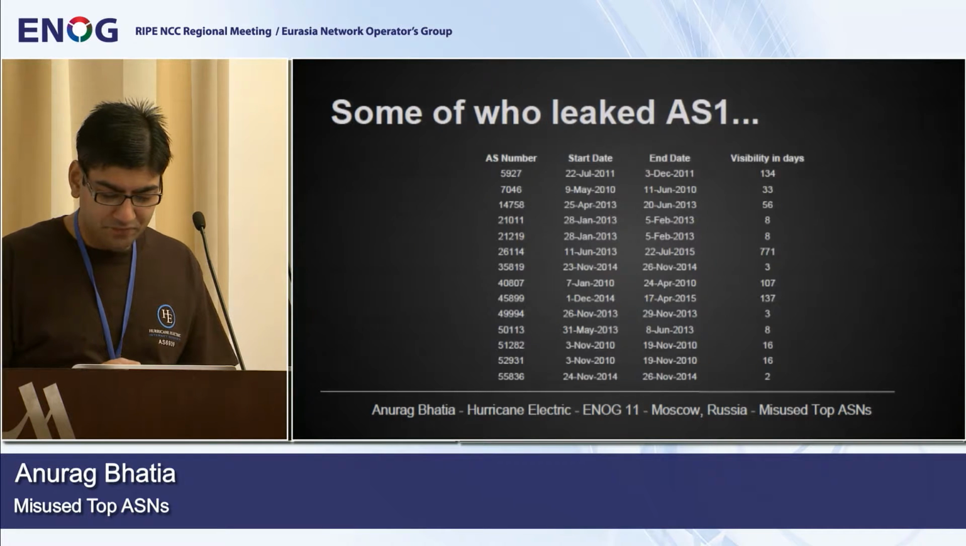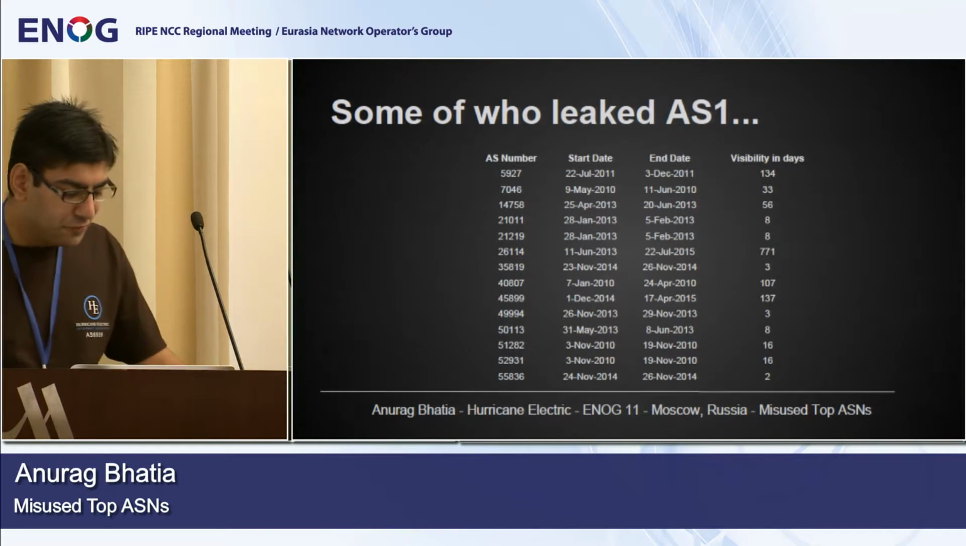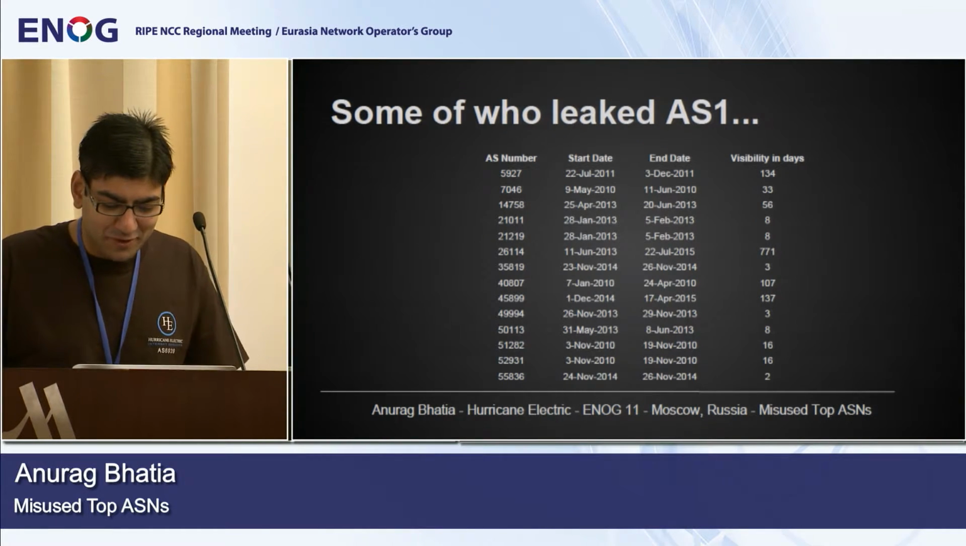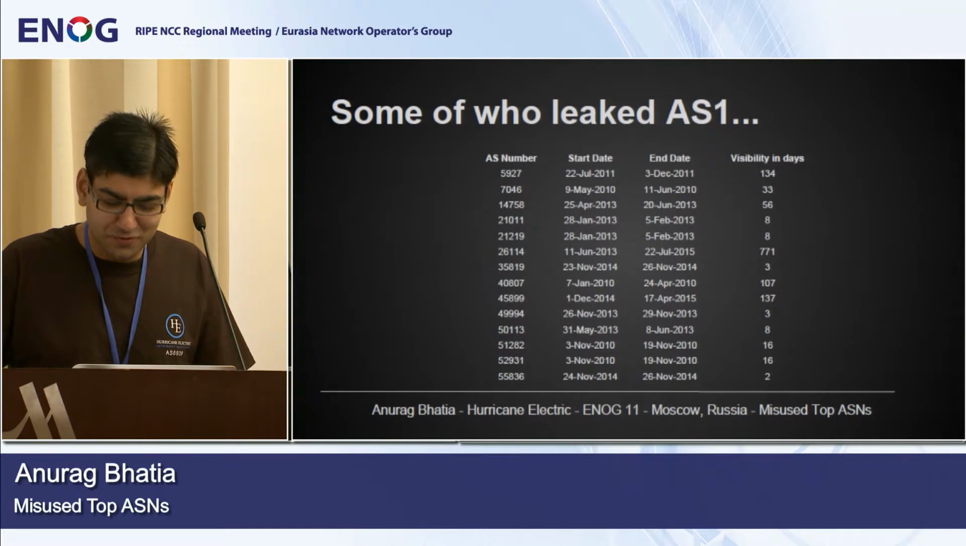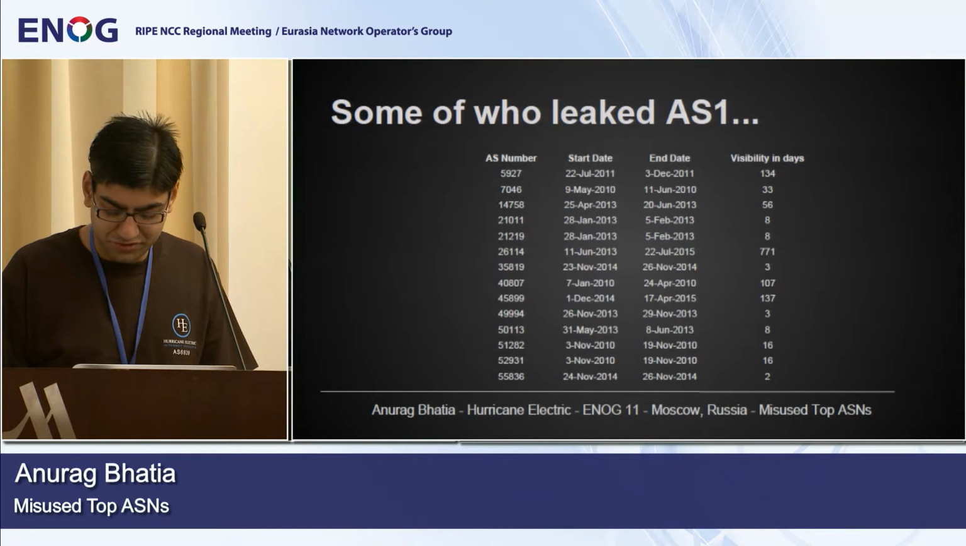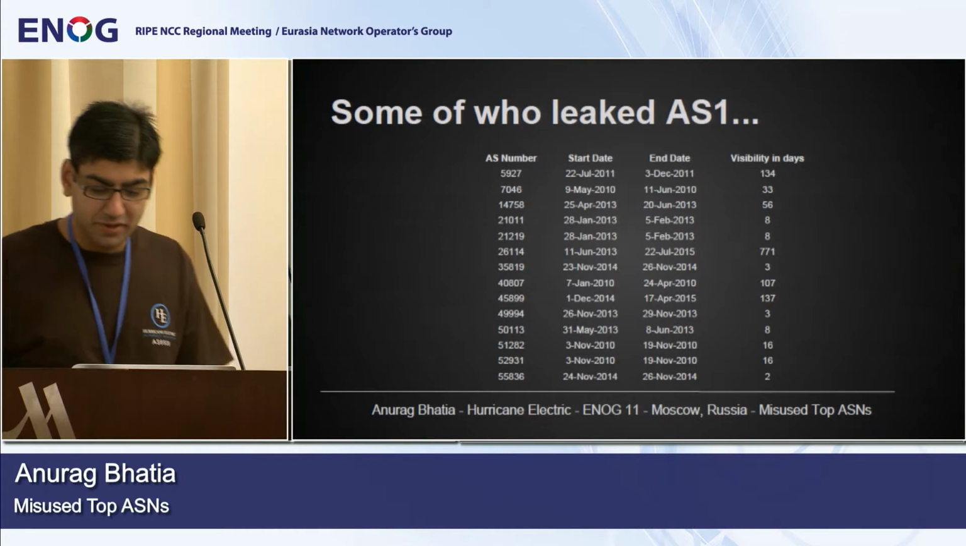And here's a list of some of the people who leaked AS1. So we have mentioned the AS number here. You can see AS5927 there for 134 days. One of the longest ones was this AS26114 for almost 771 days. We actually saw a couple of other ASNs which were even longer than that, almost 4 years. I'll get to that very soon.